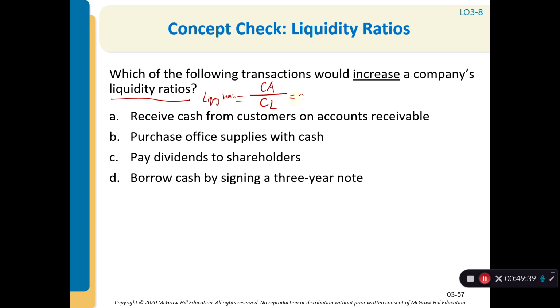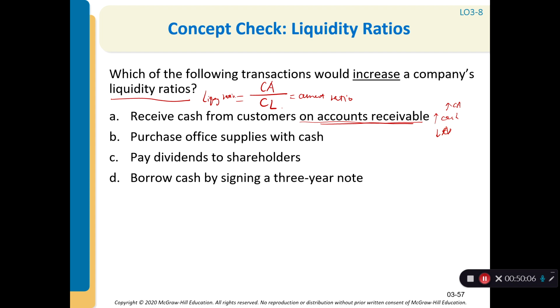Or current ratio, right? So A, receive cash from customer on accounts receivable. Would this increase any of them? I thought if you receive cash, then there's an increase in cash, which is an increase in current assets, so it should increase, right? You should increase it. However, you are decreasing accounts receivable here, right?